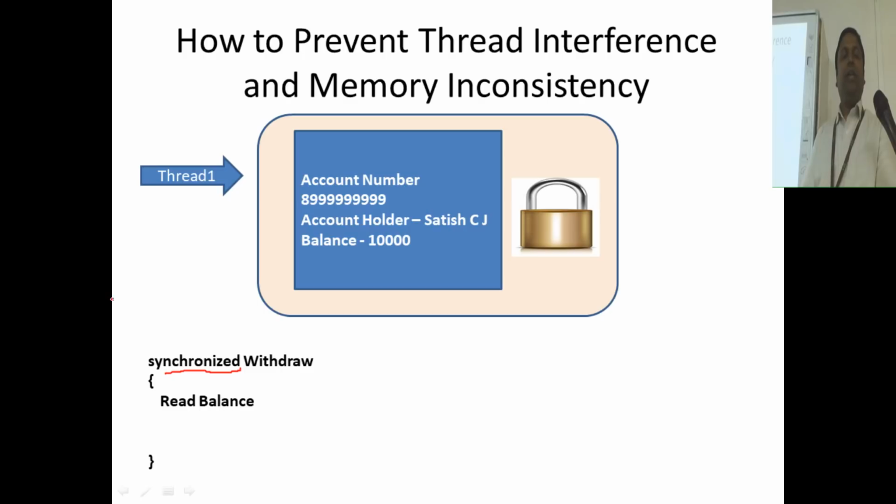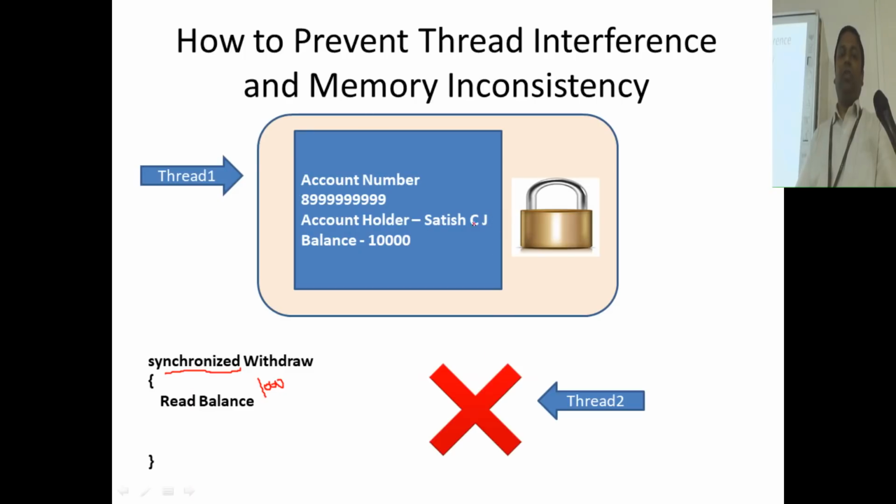So it starts going and doing read balance. What is read balance? 10,000. While it is performing this, there can be another thread, thread 2, trying to perform read balance. So when thread 2 comes in, this object is already locked. So thread 2 cannot access this object. Thread 2 is actually trying to execute the synchronized method. To run a synchronized method, you first need to lock the object. So if you don't have a lock on the object, Satish object here, you cannot go and run the method. So who is holding the lock? Thread 1 is holding the lock. So thread 2 cannot acquire the lock. It cannot enter into the synchronized method.